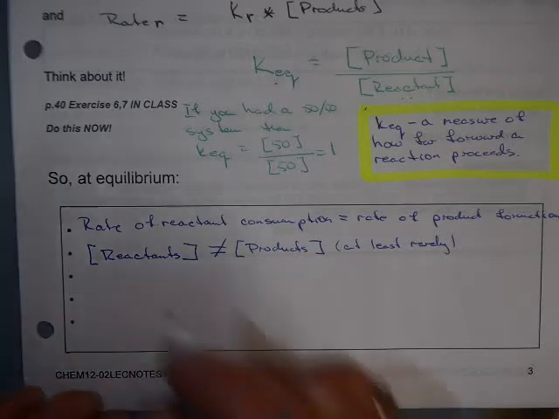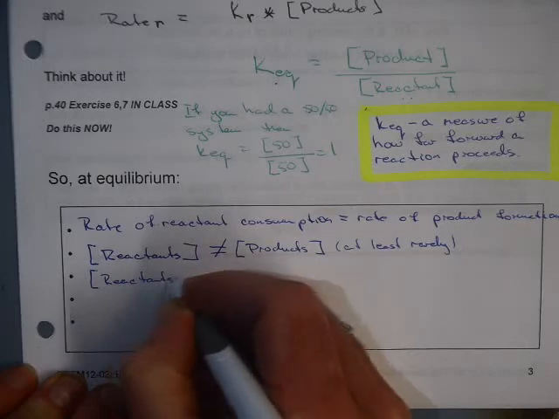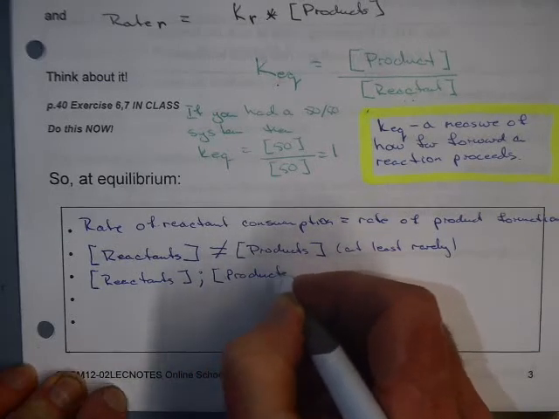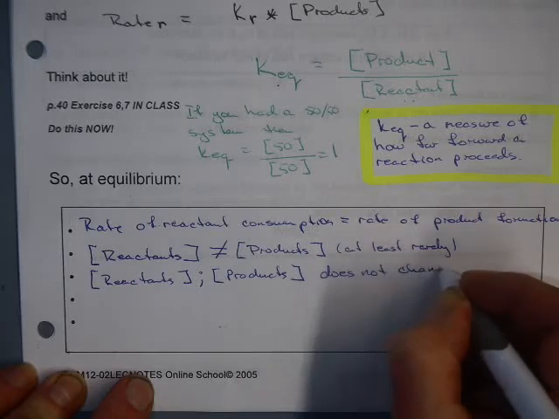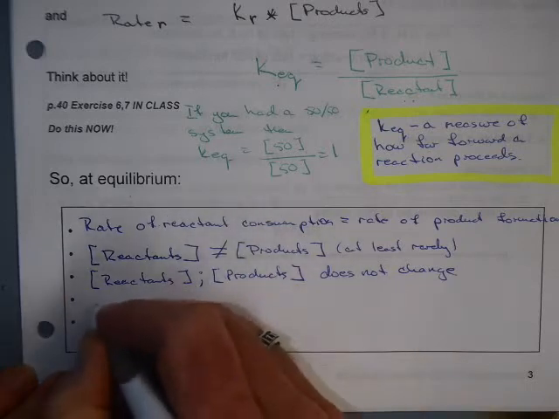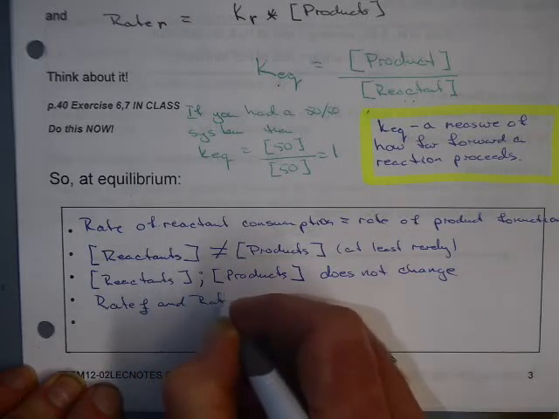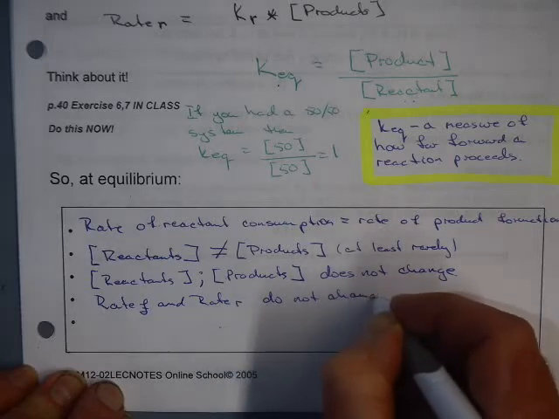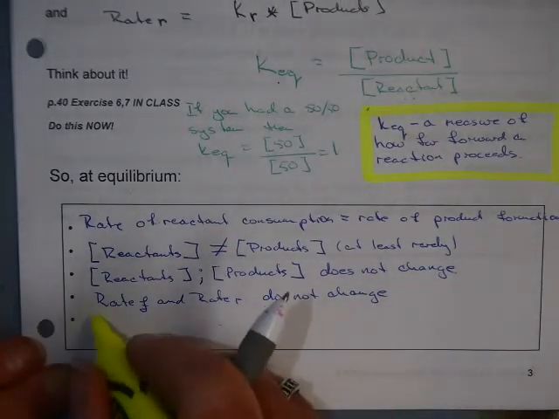Okay? And at equilibrium, the concentration of the reactants and the concentration of the products does not change. And the forward reaction rate and the reverse reaction rate do not change. So rate F and rate R do not change. And the last statement that I'm going to put highlighter in there and let it dry so I don't smear everywhere.